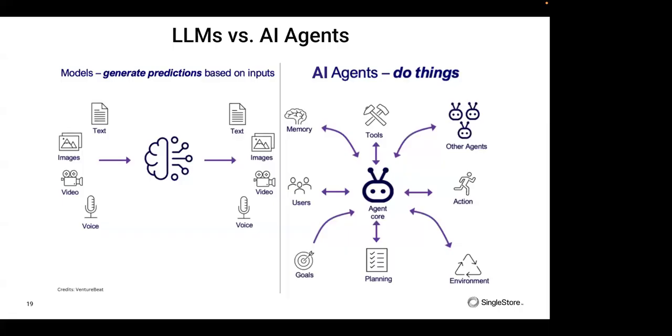And this is a simple differentiation between LLMs versus AI agents. LLMs basically predict the next word, right? They are only able to predict the next word, whereas AI agents do a lot of things. They have these tools, they have this memory, they can take actions, they can do planning, they can easily sense the environment, and all those things.